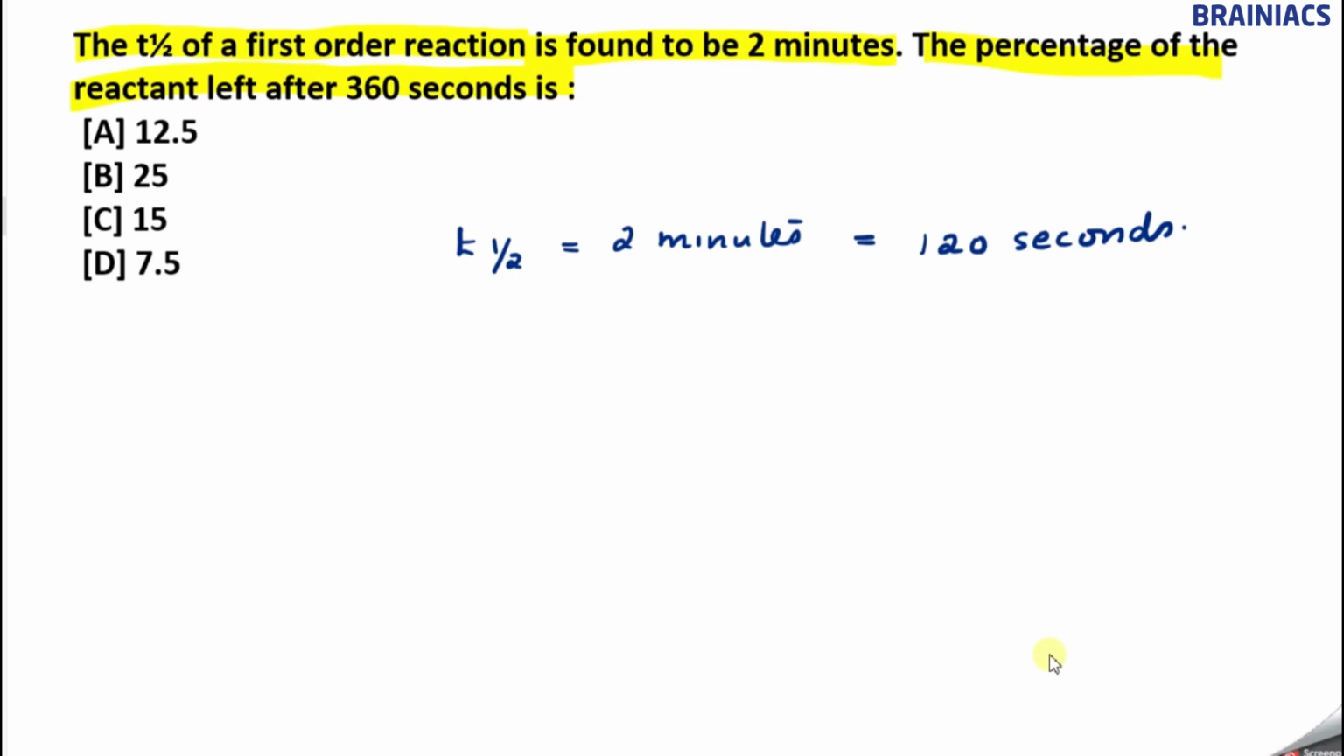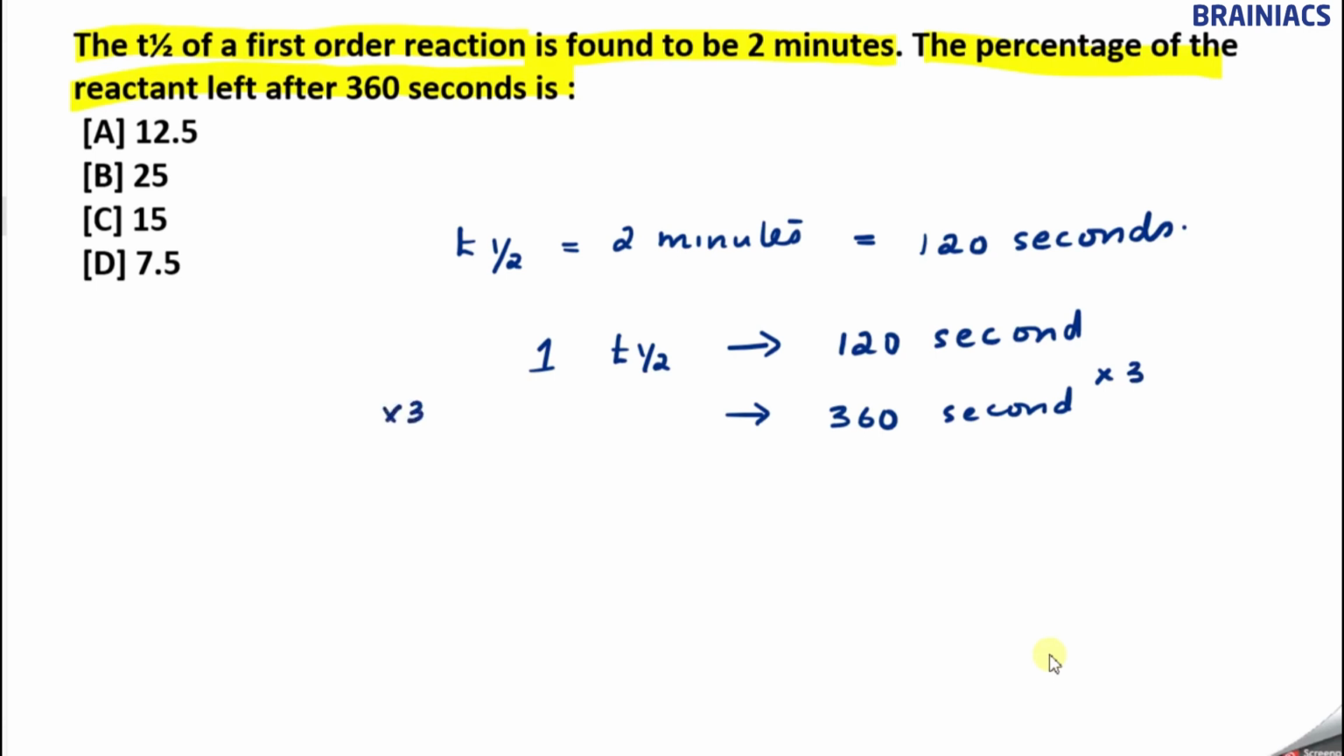So we say 1 t half is equivalent to 120 seconds, correct? So let's convert this 120 to 360. To get from 120 to 360, I can multiply by 3. So here also I will multiply by 3, and I will get the answer that it is equivalent to 3 t half.